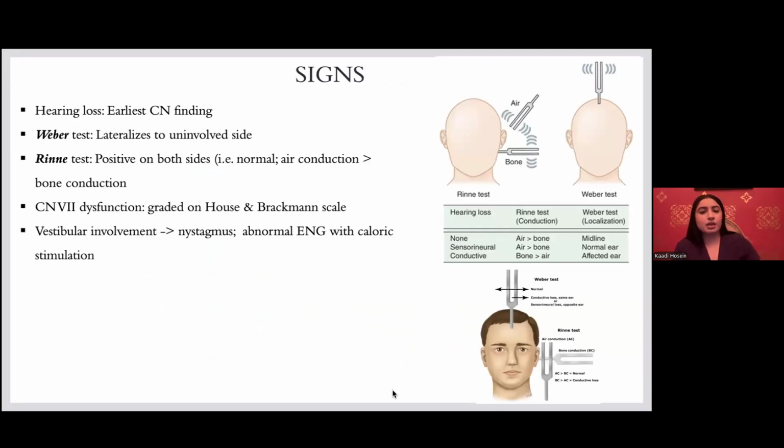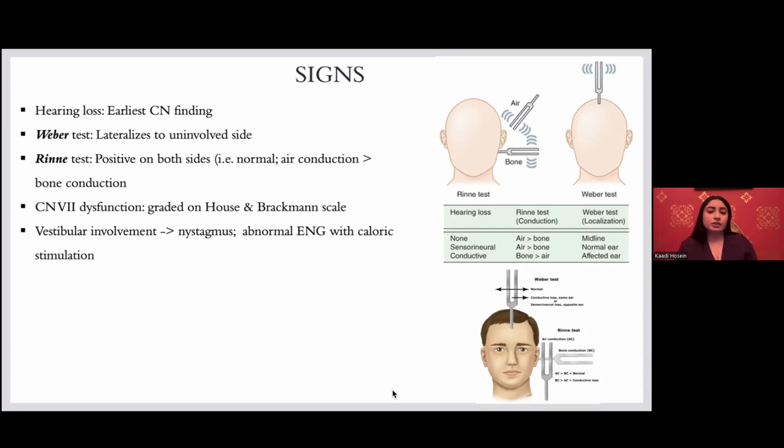66% of patients have no abnormal physical finding apart from hearing loss due to cranial nerve involvement. The Weber and Rinne tests may be useful in suggesting asymmetric sensorineural hearing impairment, where the Weber test will lateralize to the uninvolved side, and if there's enough preserved hearing, the Rinne test will be positive. That is normal, or air conduction being more than bone conduction on both sides.